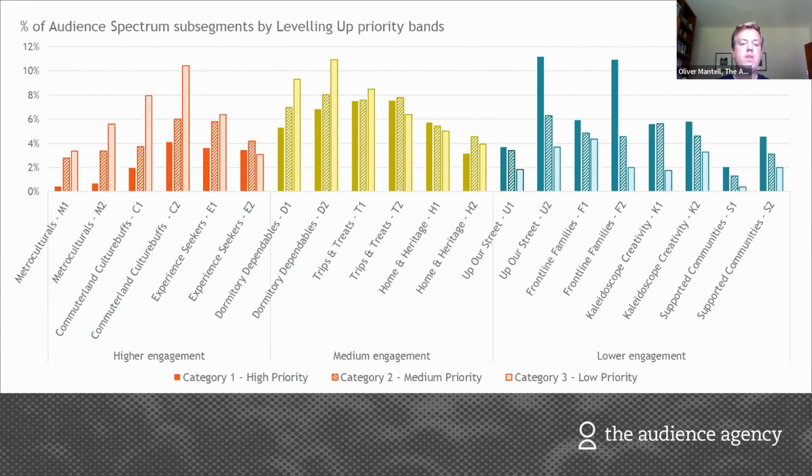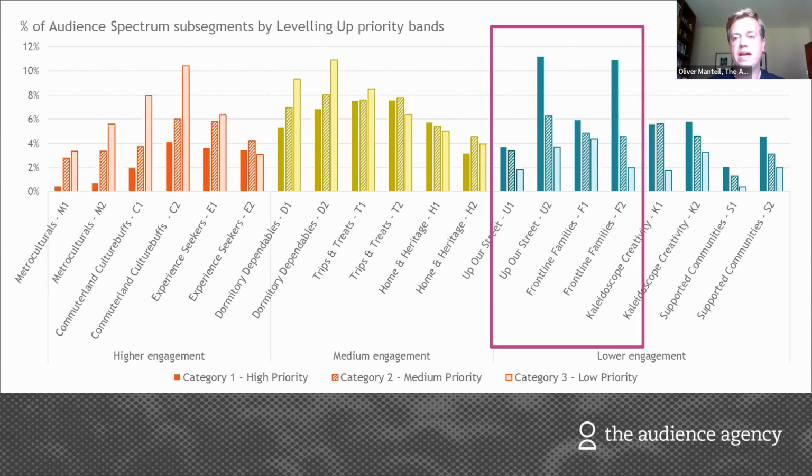looking at these subsegments. So here we have the proportion of people in each subsegment within each of those three bands. So just to take an example, looking at the far left, Metrocultural's M1, there's a very, very small proportion of them in the high priority areas, as you'd expect. There's slightly more, but still not loads, in the medium priority, and then there's slightly more, but really not that much more in the lowest priority area. So you see those kind of three little bars on the left, and that same picture is then repeated across the whole chart. So you can see there's quite a variety going on, but most interestingly, if we zoom in, looking at lower engaged groups, we see an odd pattern amongst these two groups in particular. So that's what we're going to zoom in on, the Upper Street and Frontline Families.